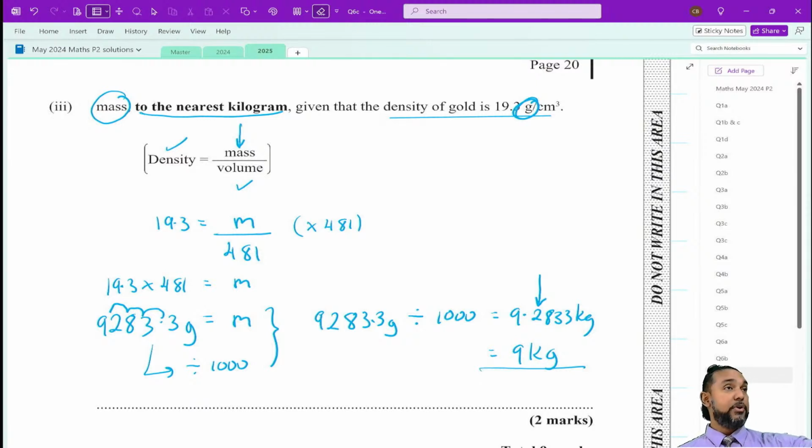Well, that would have been 9 point, so 1 decimal place, but they said the nearest kilogram, which means they want no decimal places. All right? It's like rounding somebody's age. So let's say my son is 2 years and 4 months. He's 2 years old.